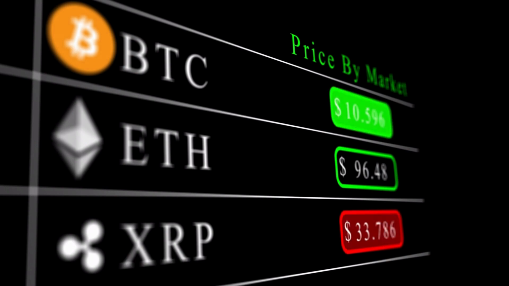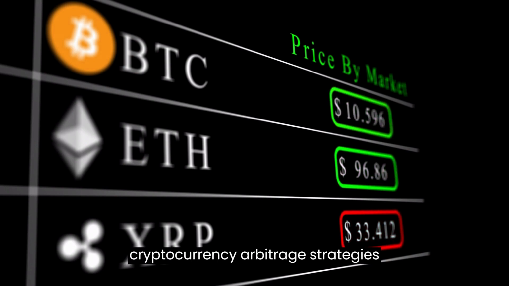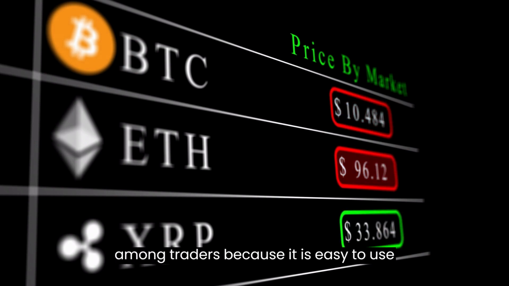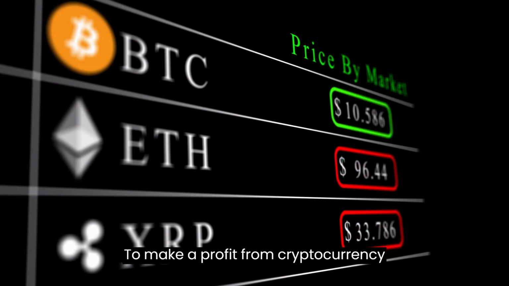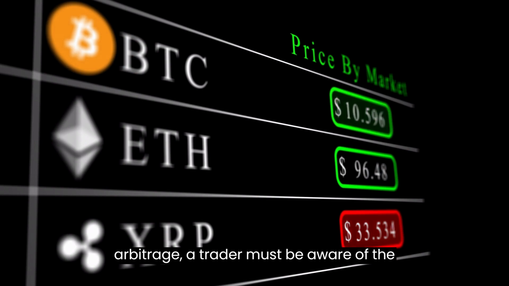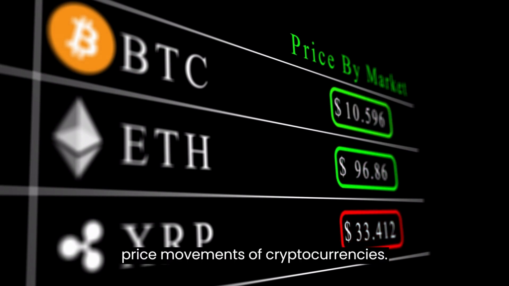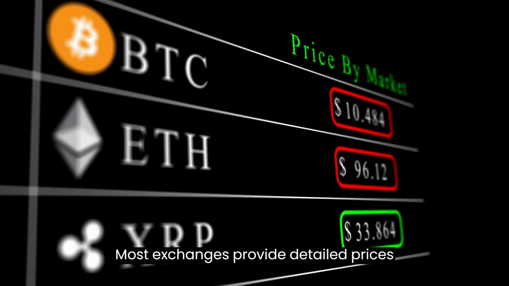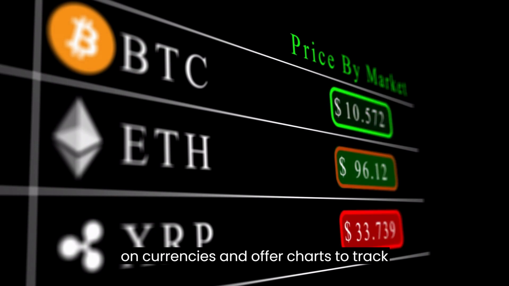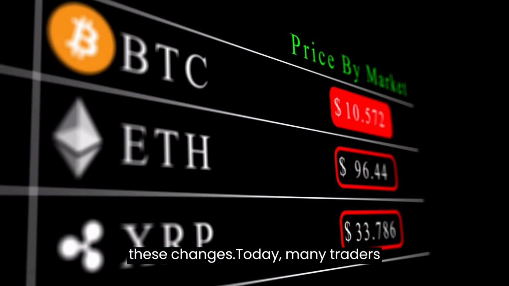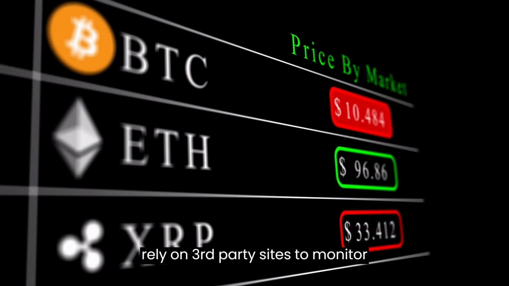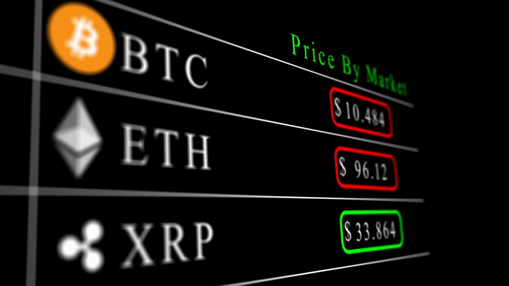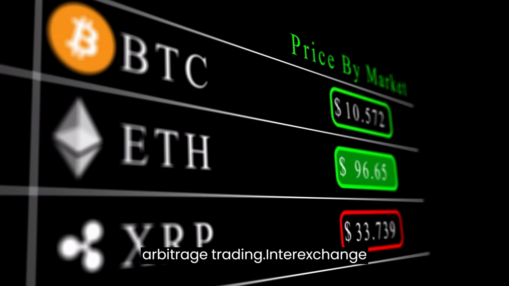This is one of the most popular cryptocurrency arbitrage strategies among traders because it is easy to use while still being profitable. To make a profit from cryptocurrency arbitrage, a trader must be aware of the price movements of cryptocurrencies. Most exchanges provide detailed prices on currencies and offer charts to track these changes. Today, many traders rely on third-party sites to monitor prices and trends. Types of crypto arbitrage trading.